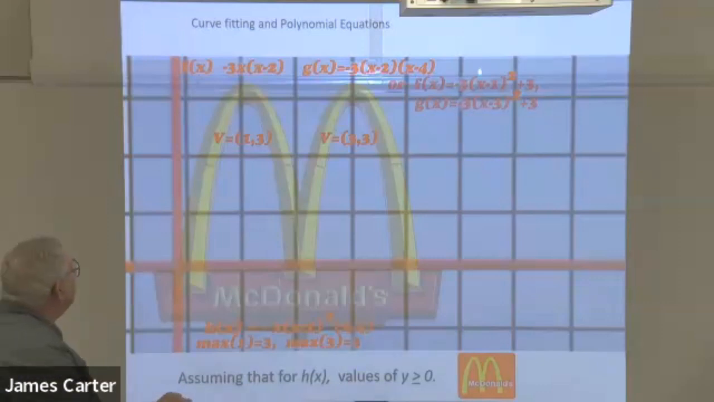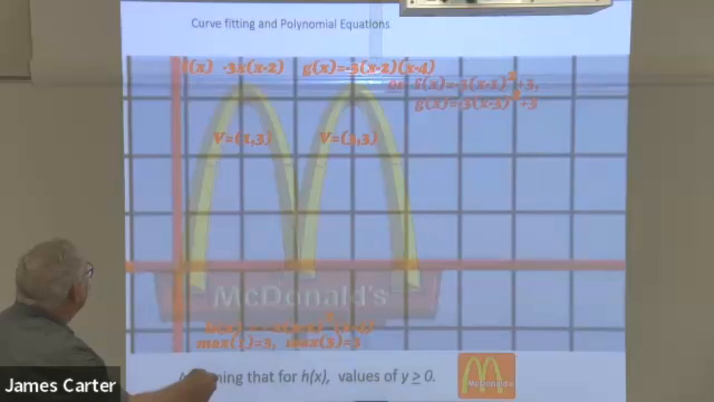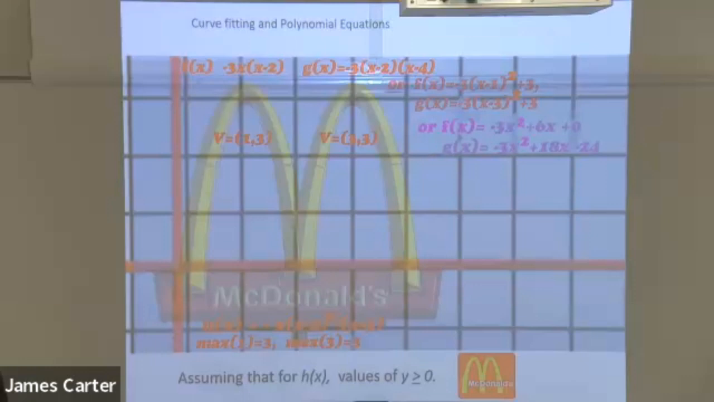Now, here we've got to have that in here. We have a multiplicity of 2. Okay. And we've got to have that 3, that -3. So there are our equations for this particular golden arches.